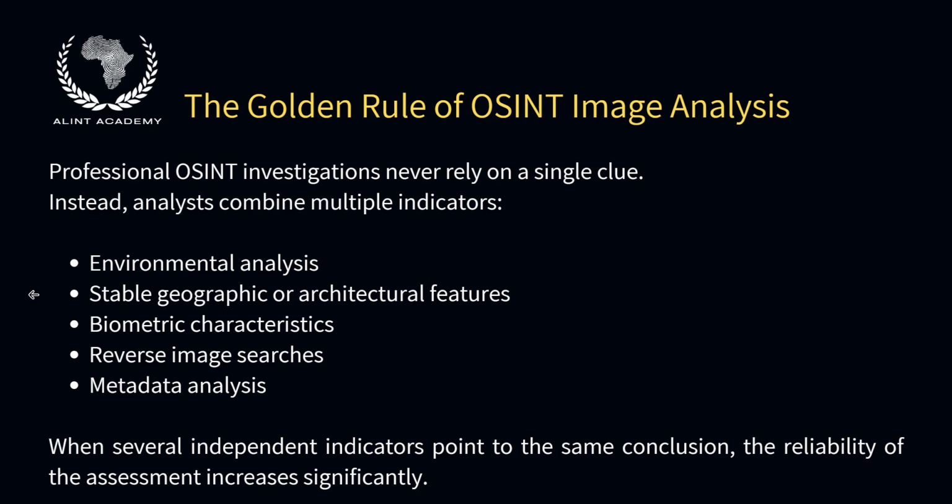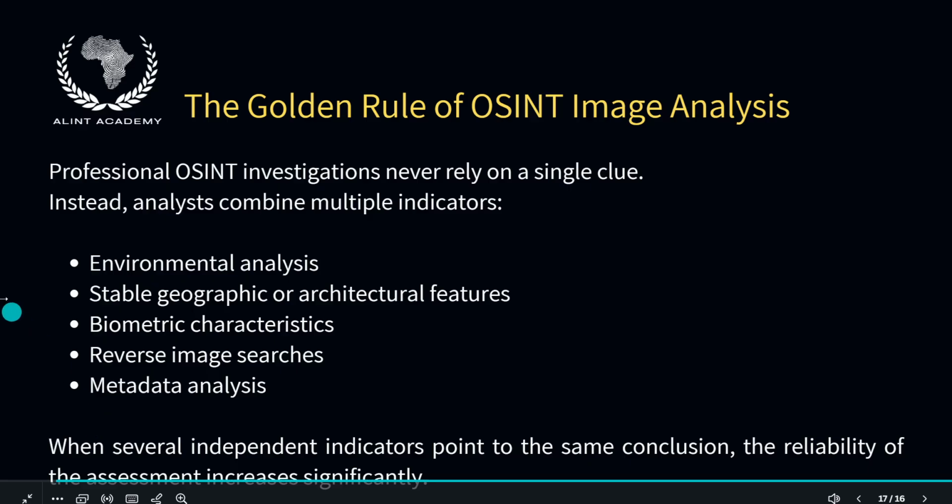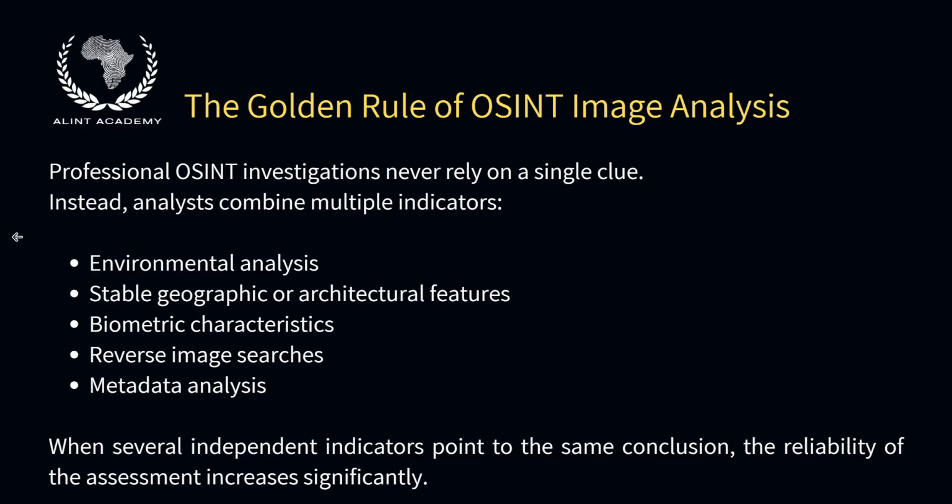The golden rule of OSINT image analysis is to never rely on a single clue. Instead, analysts combine multiple indicators, including environmental analysis, stable geographic features, biometric characteristics, reverse image searches, and metadata analysis. When several independent indicators point to the same conclusion, the reliability of the assessment increases significantly.